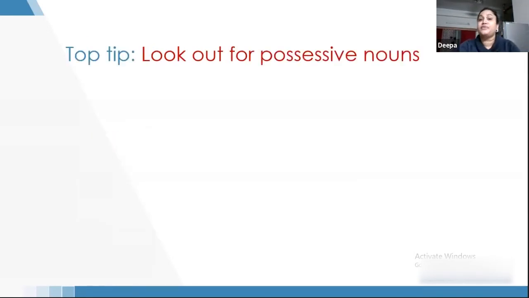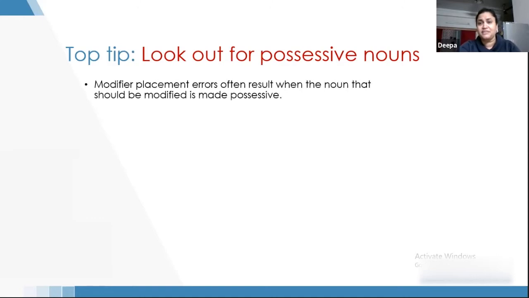Okay, so look out for possessive nouns. What are possessive nouns? Modifier placement errors often result when the noun that should be modified is made possessive. Let's check what it is.